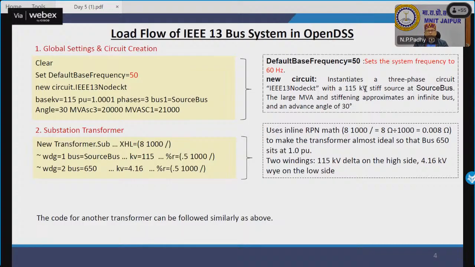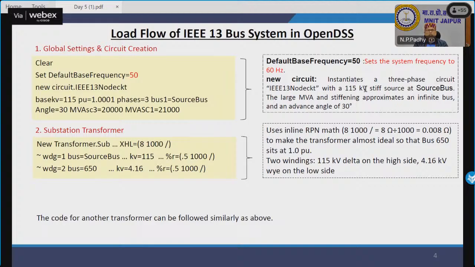The advantage of OpenDSS is that it is very much compatible with any platform that you use. It could be MATLAB, C, C++, anything that you use. OpenDSS can accommodate those output data. So first of all, global settings and circuit creation. You have to create the network as you wish. To start: clear, set default base frequency 50, new circuit IEEE 13 node circuit, base kV 115, per unit, and then angles, and then finally the substation transformer data, new transformer data.